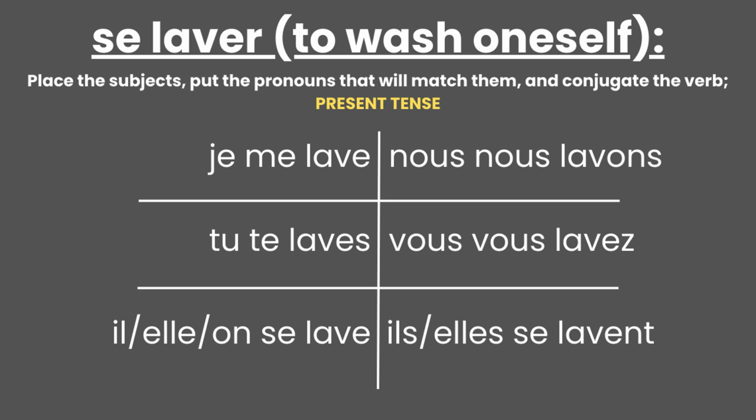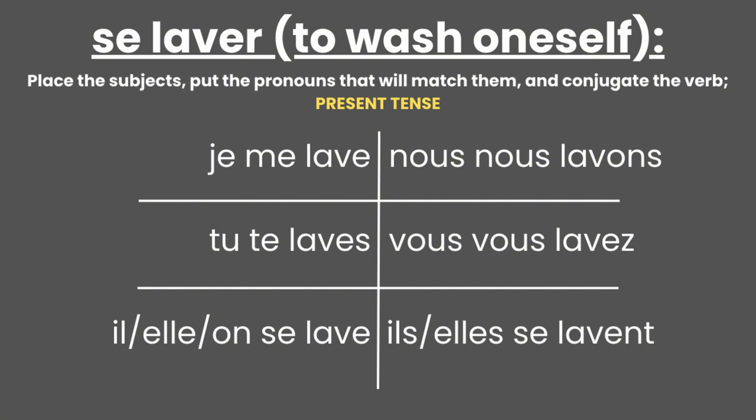Now, let's conjugate the verb se laver, to wash oneself. Je me lave. Tu te laves. Il, elle, on se lave. Nous nous lavons. Vous vous lavez. Il, elle se lave.